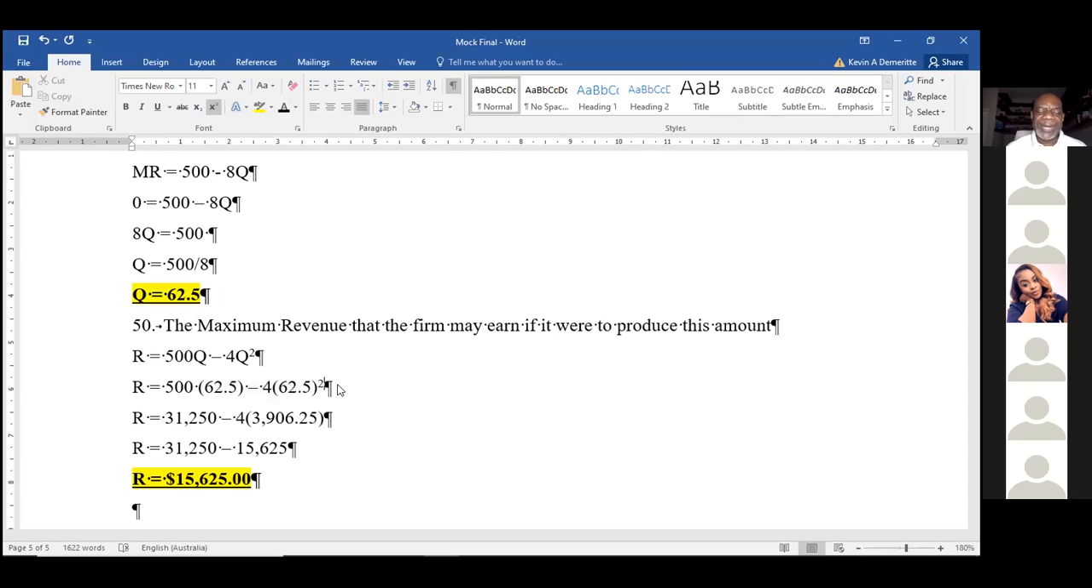So 500 times 62.5, we found it was 31,250. And to do the square part of it, 62.5 times 62.5 is presumably 3906.25. So we end up with 31,250 minus 4 times 3906.25. And assuming y'all gave me the right answer, 4 times 3906.25 is 15,625. And when we subtract that from 31,250, we get exactly 15,625.